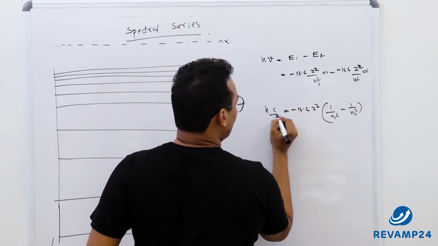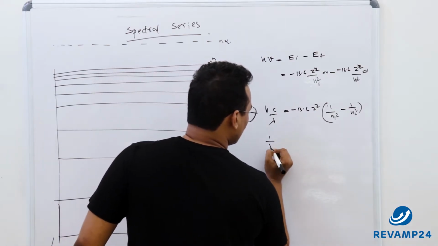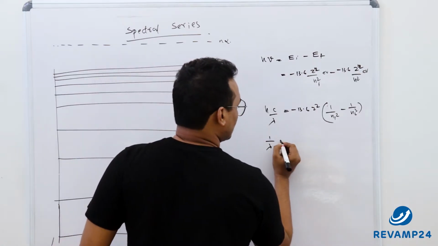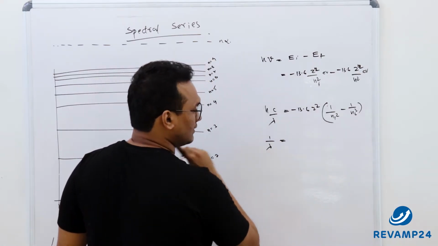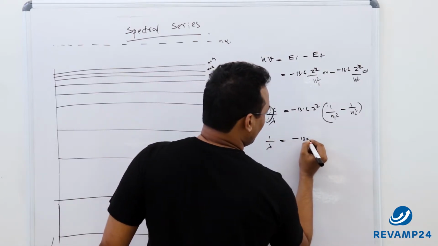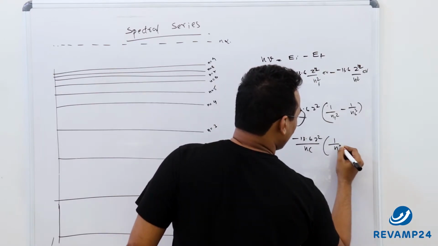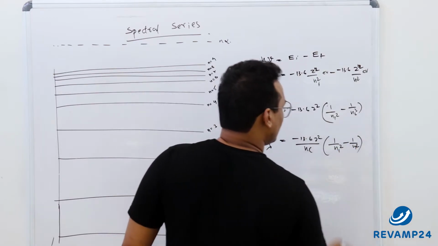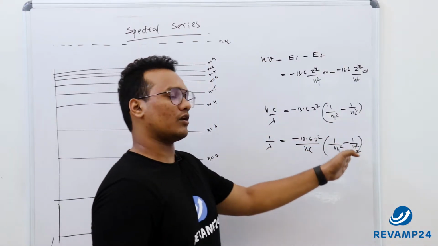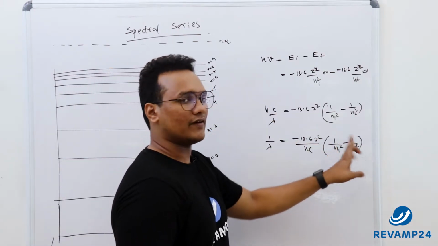What is that? hc by lambda. Now, 1 by lambda is what we need, because we need the value of lambda, the wavelength associated with a photon, that is the radiation in this case. That is equal to minus 13.6 z square divided by hc into 1 by n1 square minus 1 by n2 square. In school, they might have taught it this way, 1 by n2 square minus 1 by n1 square. But it is important how we define n1 and n2.